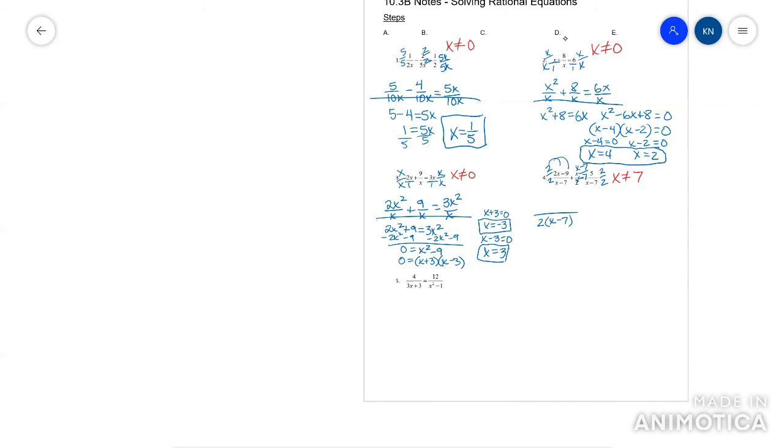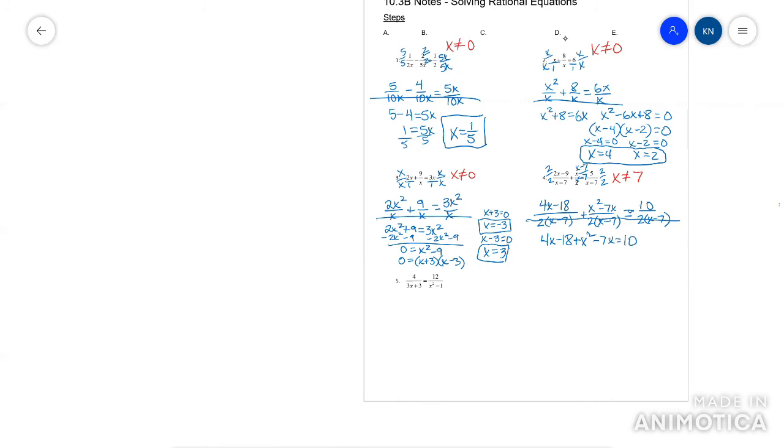Don't forget to distribute here. 4x minus 18 plus x squared minus 7x equals 10 over 2 times x minus 7. Okay, my marker stopped working there. That was weird. Now you don't care about the denominator anymore. So now you've got 4x minus 18 plus x squared minus 7x equals 10.